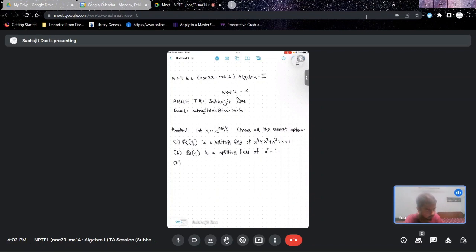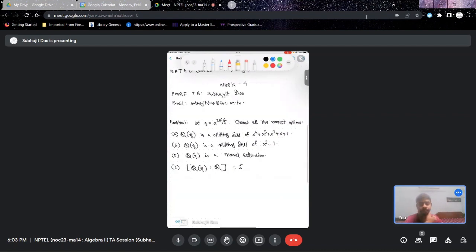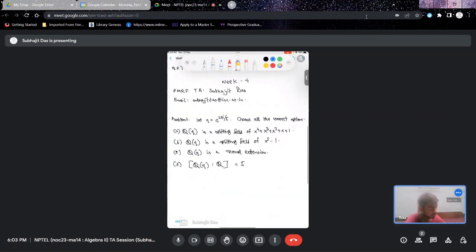Option C is: Q adjoined with eta is a normal extension. And option D is: the degree of Q adjoined with eta over Q is exactly 5. So you need to figure out which of these options are correct. So let us see the solution of this.